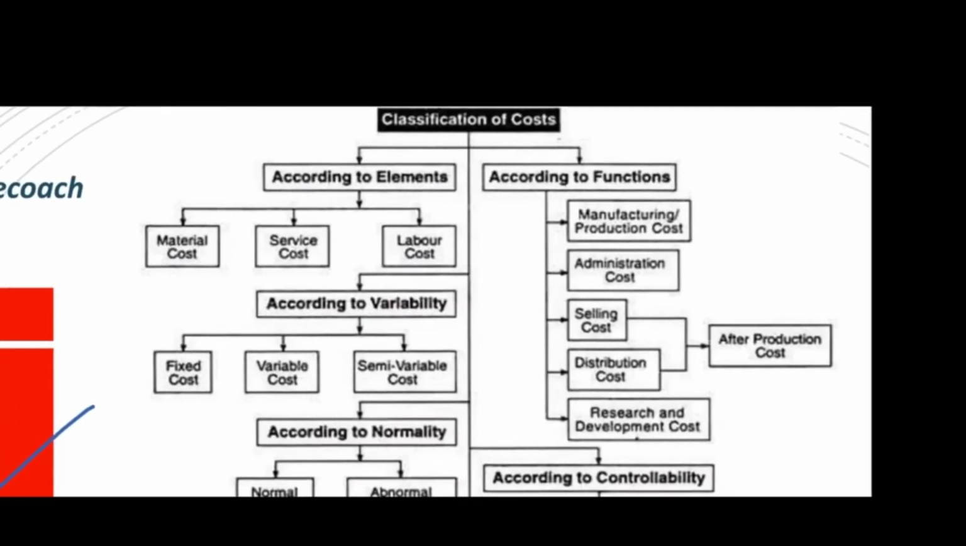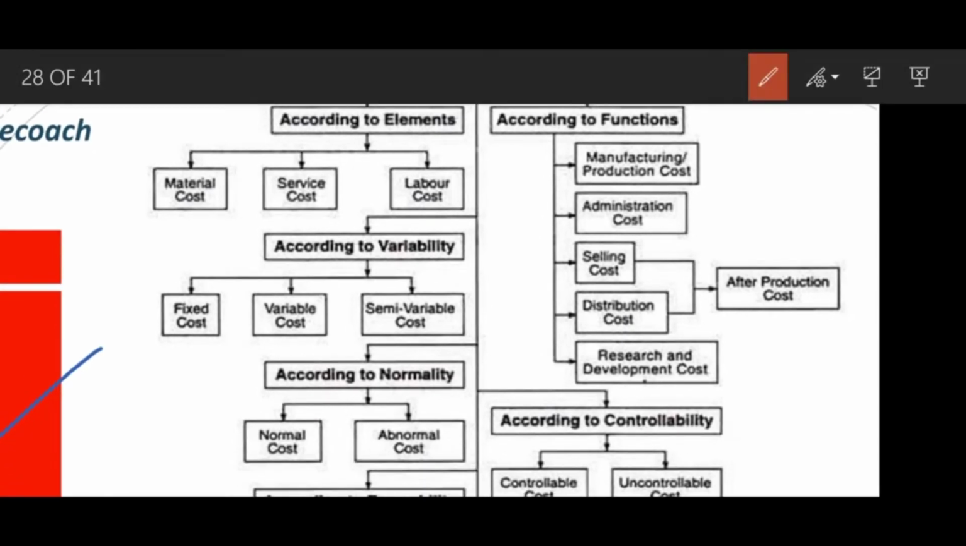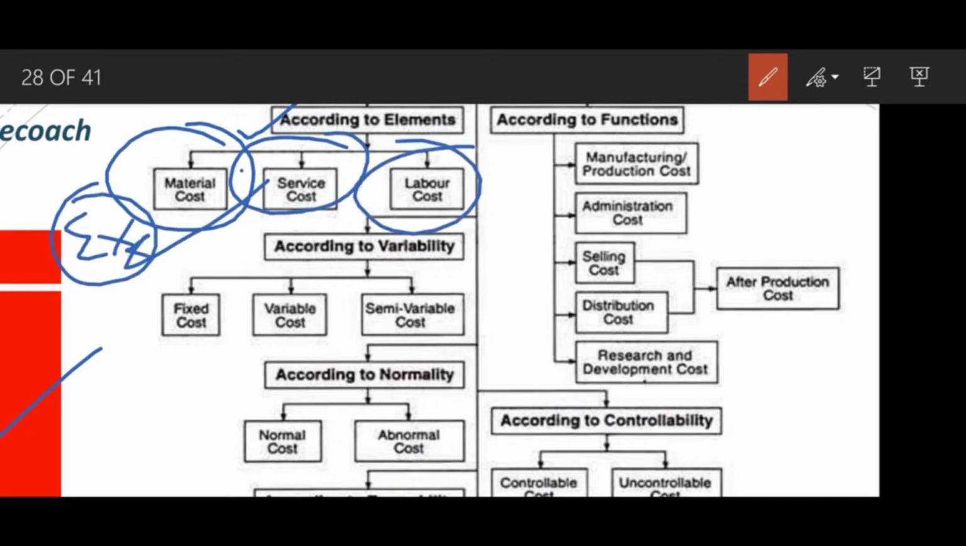See, here I have a chart. We will be marking a right check on all that we have done already. So we will be starting with classification according to elements. According to elements, we have material cost, service cost, or you can say expense, and labor cost. Let's see what we mean by material, expense, and labor cost.